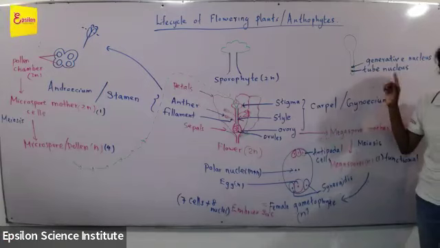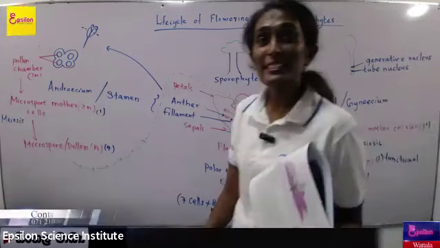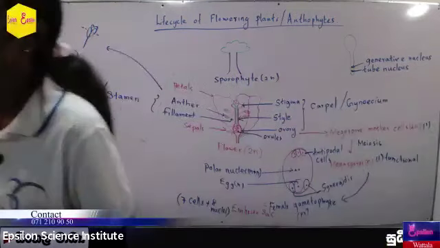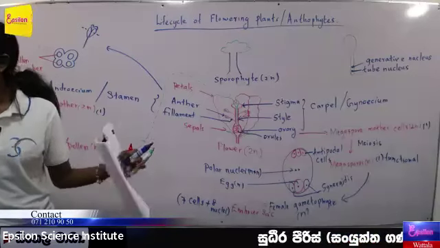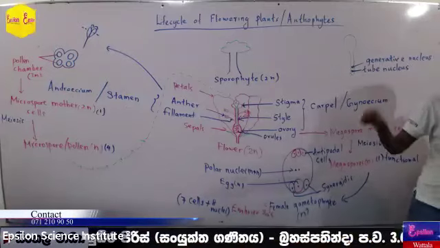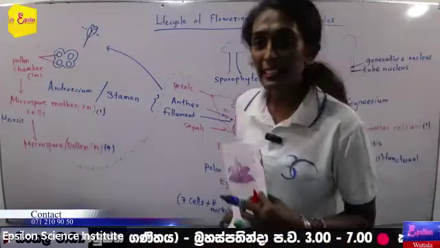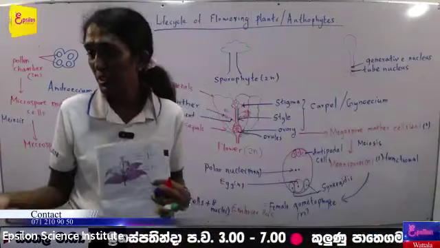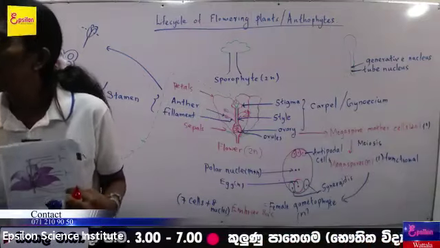Okay. Tube nucleus is now, what happened to the tube nucleus? Disappeared, right? Like you disappeared from the class. And the generative nucleus, what is happening to the generative nucleus? It is divided into two: two sperm nuclei.